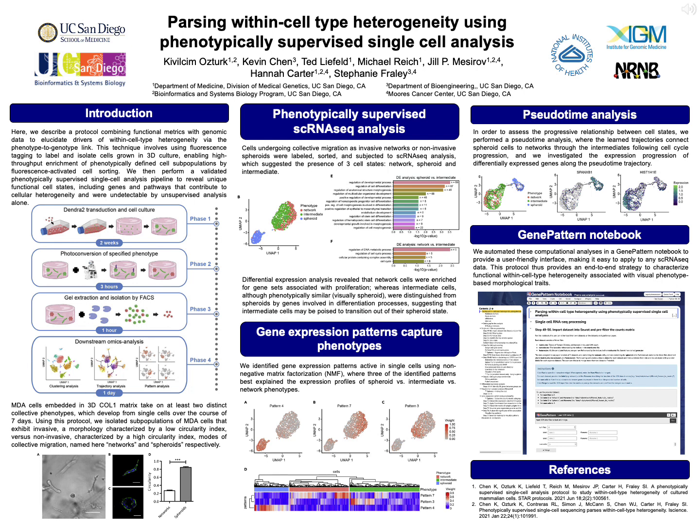Although phenotypically similar to spheroid cells, intermediate cells were distinguished from spheroids by genes involved in differentiation processes such as positive regulation of cell morphogenesis involved in differentiation and positive regulation of epithelial to mesenchymal transition. In contrast, intermediate cells were distinguished from network cells by processes relating to cell cycle. This supports that intermediate cells may be poised to transition out of their spheroid state and raises the possibility that certain genes relating to cell cycle processes may trigger the intermediate phenotype to switch into the more proliferative network phenotype.